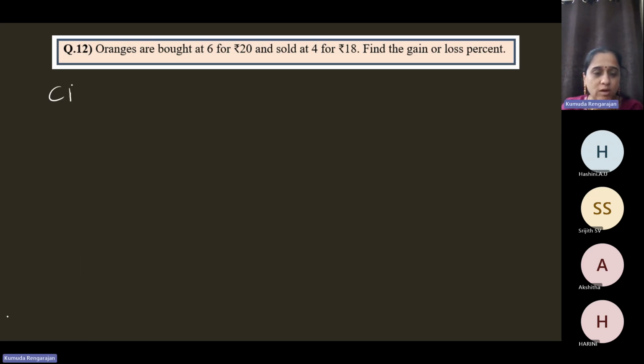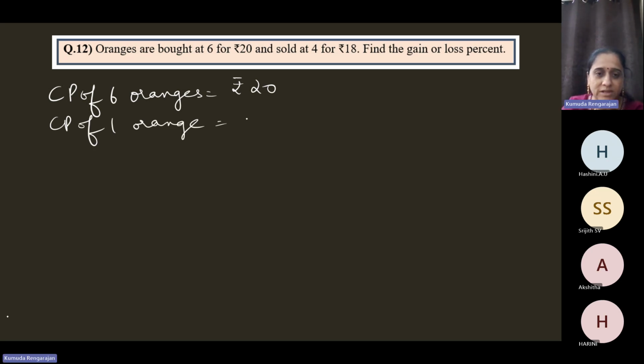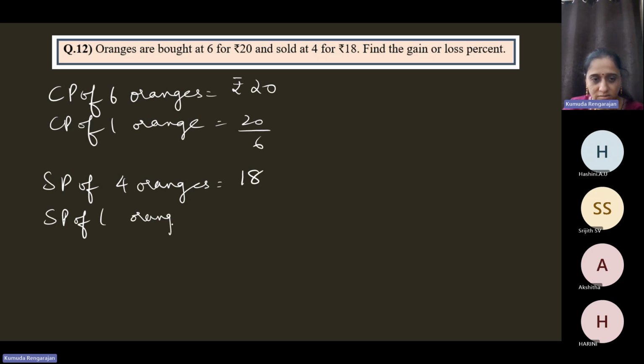So CP of 6 oranges is equal to rupees 20. So CP of 1 orange will be 20 by 6. You simplify that later, okay? Then SP of 4 oranges is 18 rupees. SP of 1 orange is 18 by 4. So this 20 by 6 is nothing but 10 by 3. This one is 9 by 2.